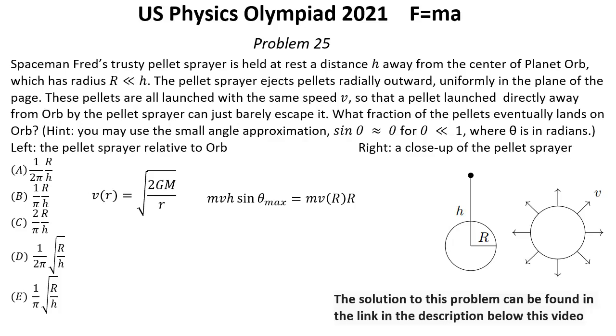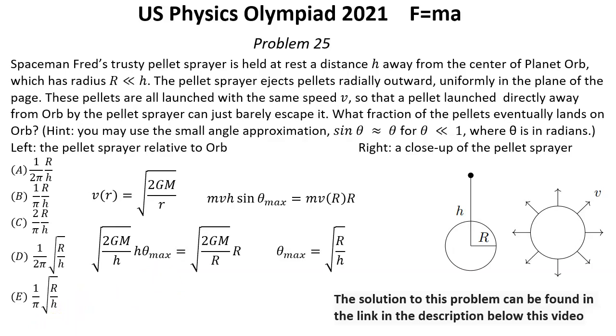The pellet collides with the planet whenever r minimum is less than big R. Then our equation for theta maximum is this one for small theta. From here we can find that theta maximum equals the square root of big R over h, and the range of collision angles is thus between negative theta maximum and positive theta maximum, and the range of all angles is 2 pi, so the fraction is 2 theta maximum over 2 pi, which is 1 over pi multiplied by the square root of big R over h. This is answer E, and that was the solution for problem number 25.